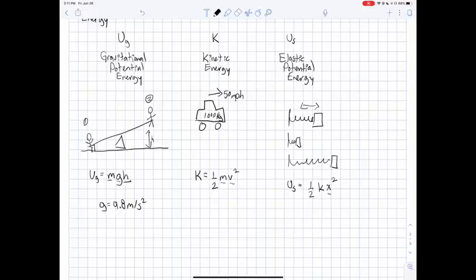So for example, this is one x, this is a different x, this is a different x. And our k value is actually going to depend on the actual material of the spring. So different springs have different k values, even if they're the same size and weight and stuff like that. Okay.